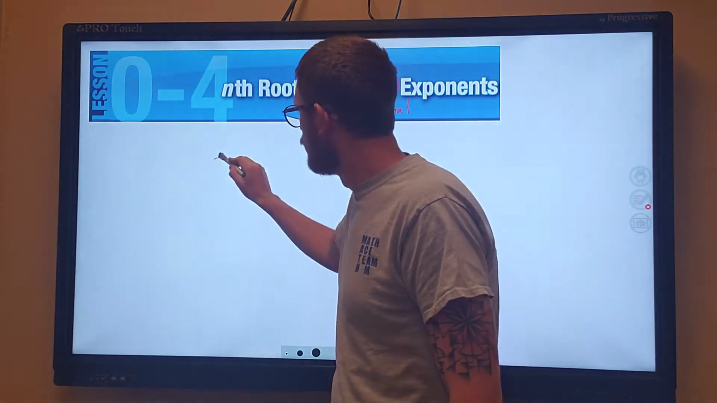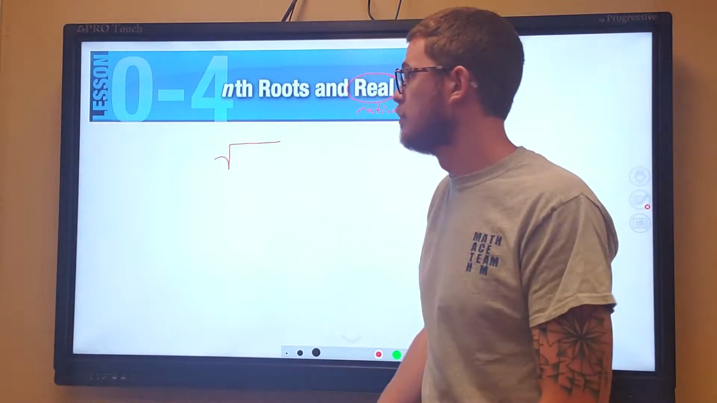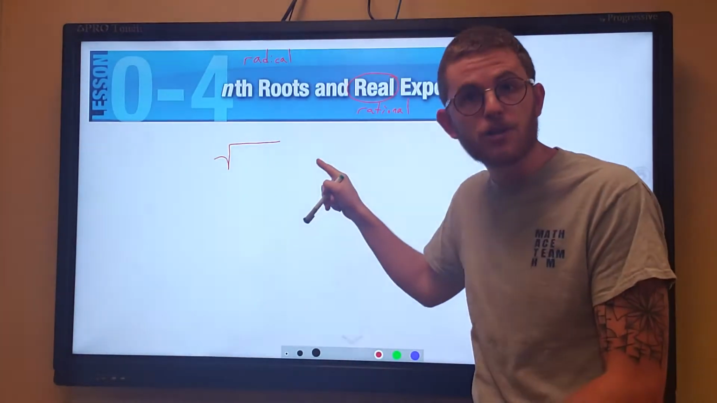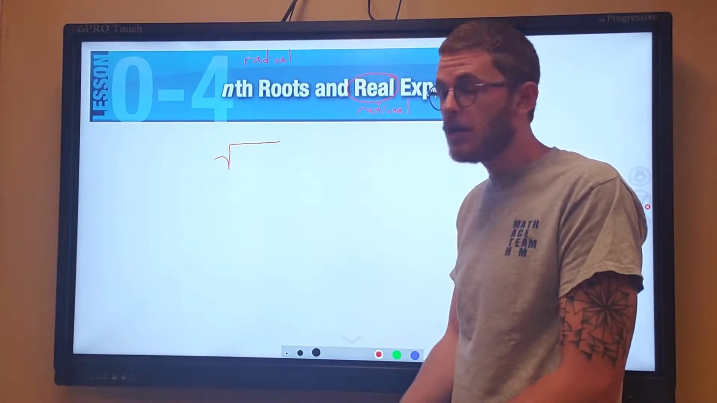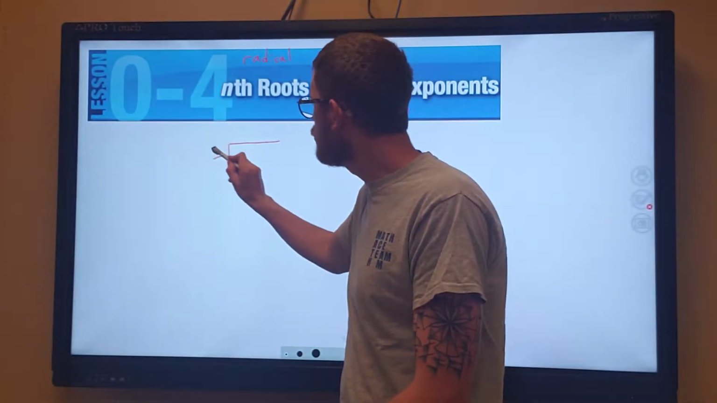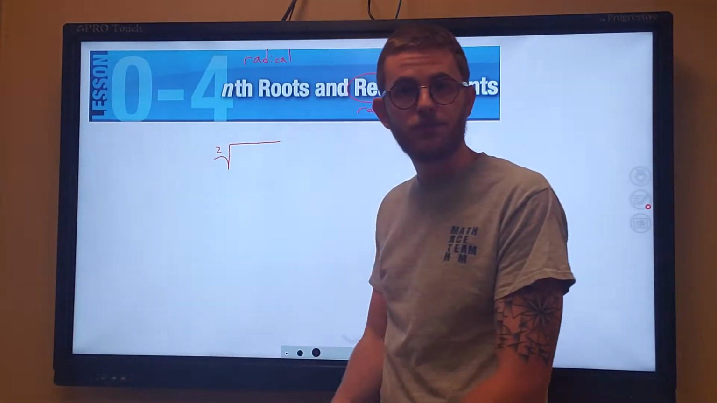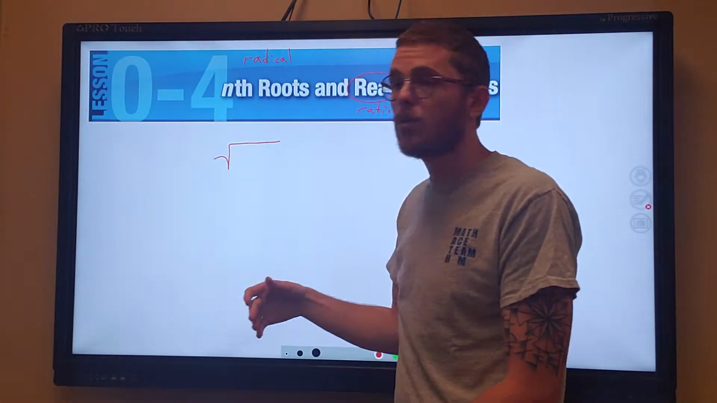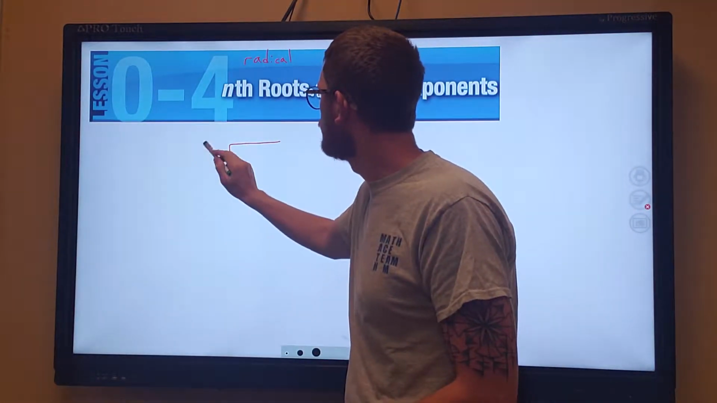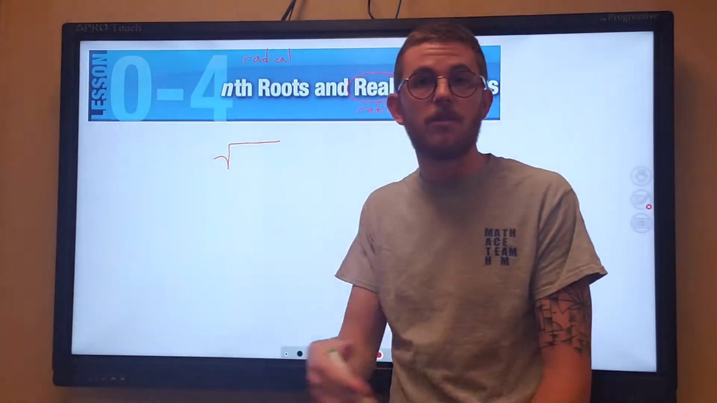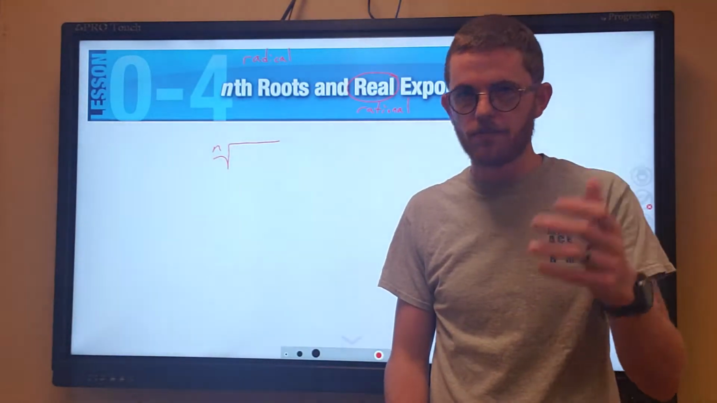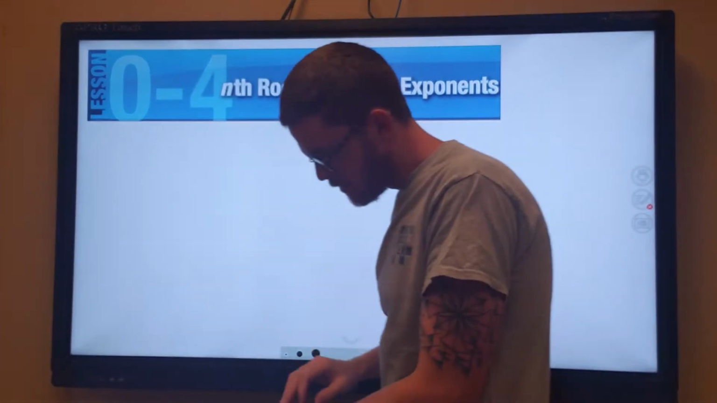Nth roots. A root uses a radical symbol. Radical is different than rational. A radical symbol looks like this. Typically, we see it as a square root, where we have an understood index of 2. But nth root means, hey, look, we're talking about all of these, not just square roots. This could be a 3. Of course, this could be a 4. It could be a 5, a 6, a 7. It could be all kinds of different things. So we're just talking about nth root.